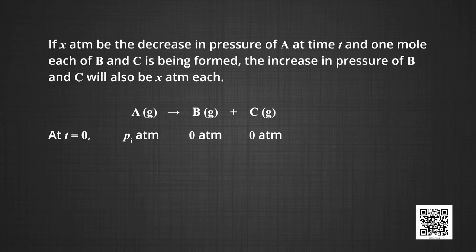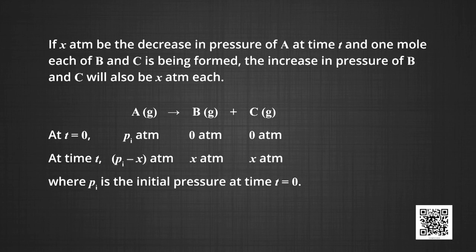Now, the equation is again A gives B plus C, all in the gaseous state. At time t equals 0, the pressure of A is Pi atmospheres, and the pressure for B and C will be 0 atmospheres. At time t, the partial pressure of A is Pi minus x atmospheres, and for B and C it will be x atmospheres each, where Pi is the initial pressure at time t equals 0.